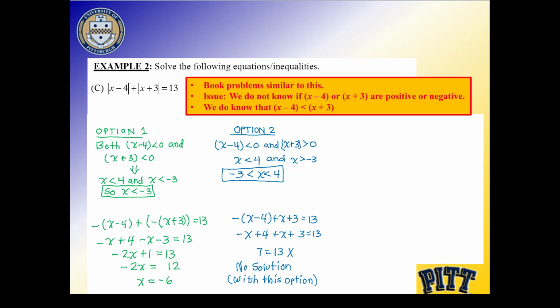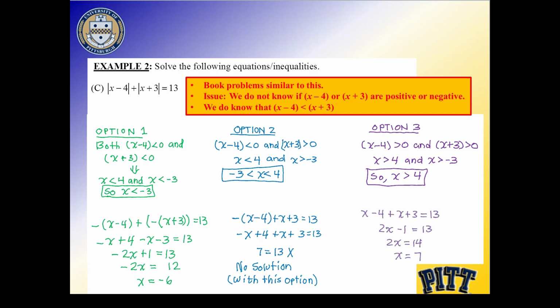But I do have my third option, that both x minus 4 and x plus 3 are positive, which means that x is greater than 4 and x is greater than negative 3, which means overall that x is just greater than 4. So with both x minus 4 and x plus 3 being positive, when I clear the absolute values away from them, really nothing happens, except some simplifying on both sides.